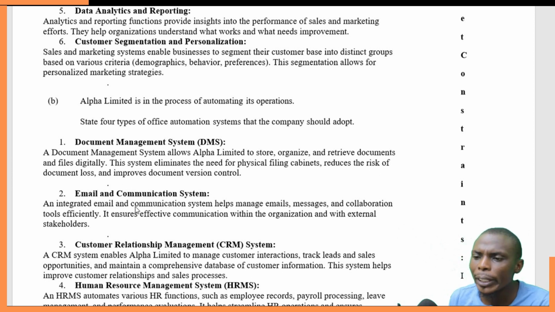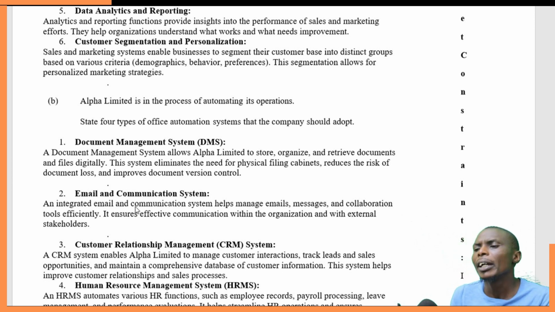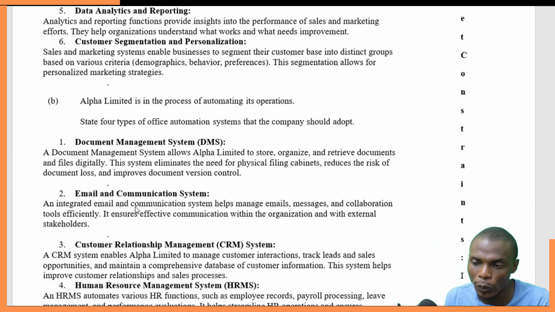Then we have what we call the human resource management system that can also be automated. This will help keep various employee records, payroll processing, leave management, and performance evaluation. This will help streamline human resource operations, and ensure compliance with labor regulations. So this is just about the human resource, the people who are working within this organization.